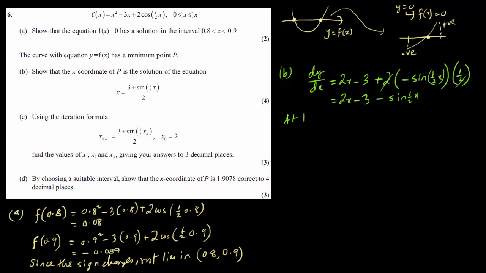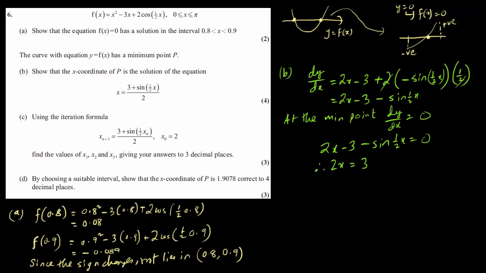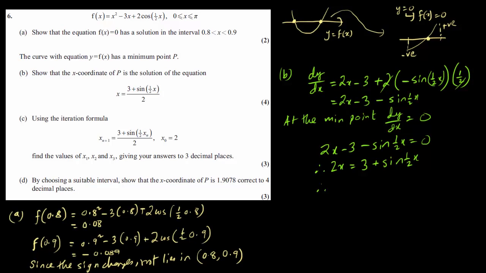So at the turning point, meaning at the minimum point, which is P, dy by dx equals 0. That means 2x minus 3 minus sine half x equals 0. Now from here we have to directly find the value of x in this format. So it's pretty obvious what we have to do. We write twice x equals 3 plus sine half x. Therefore x equals (3 plus sine half x) divided by 2.